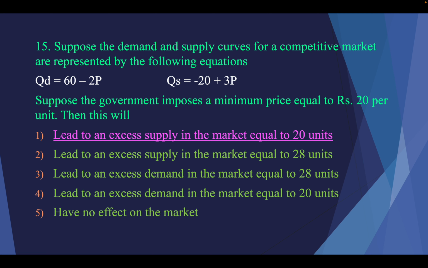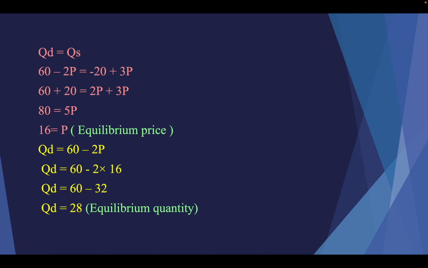So, minimum price they mention, and you have the equation. First of all, find out the equilibrium price and quantity. Now you know how to find out the equilibrium price and equilibrium quantity. QD and QS equations equal together: 60 minus 2P equals minus 20 plus 3P. Same elements take same direction, and 10 plus 20, 2 plus 3. Then it is 80 divided by 5, it is 16. The equilibrium price is 16.